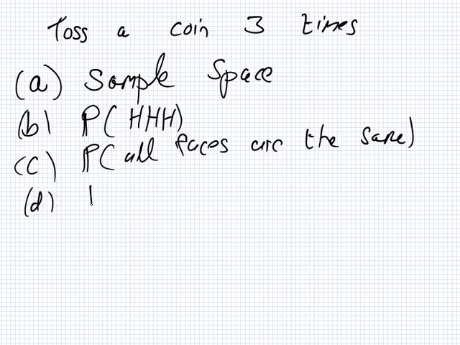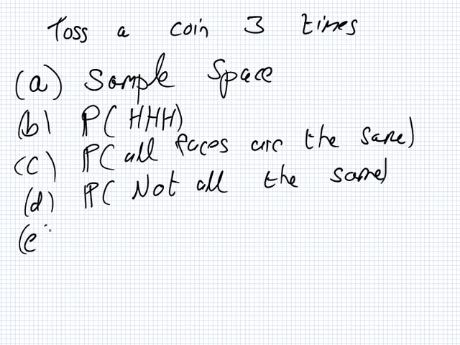D, the probability that not all the same. And then E, the last one here, the probability that at least 1 heads and 1 tails. Okay, so I'll give you a minute to try this. You toss the coin 3 times here.